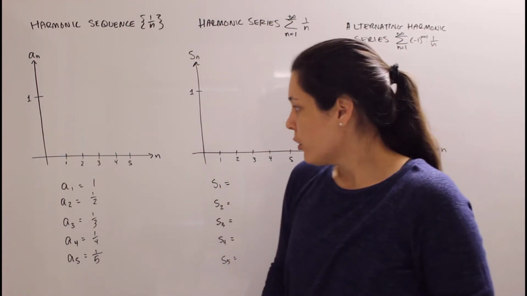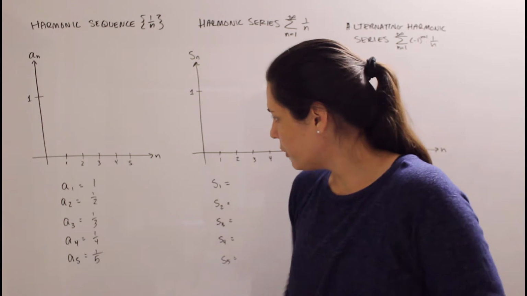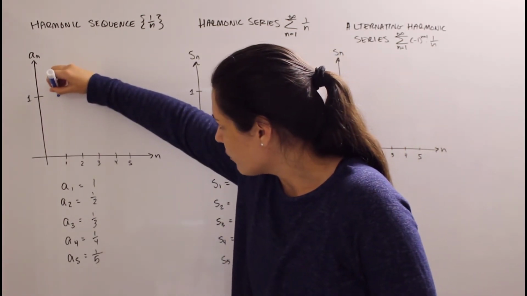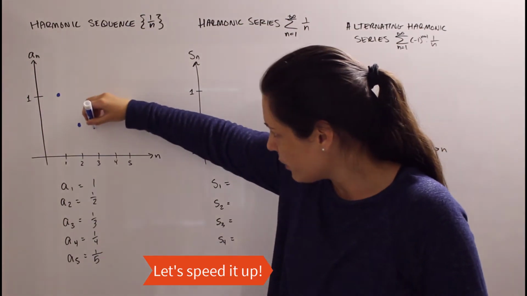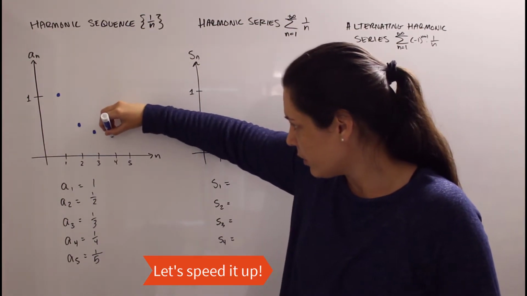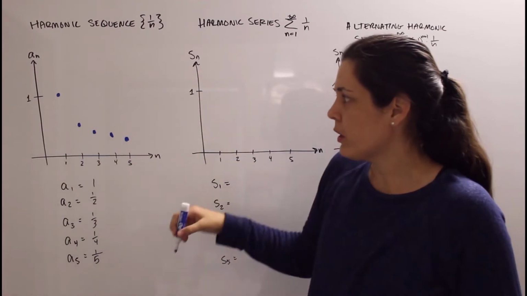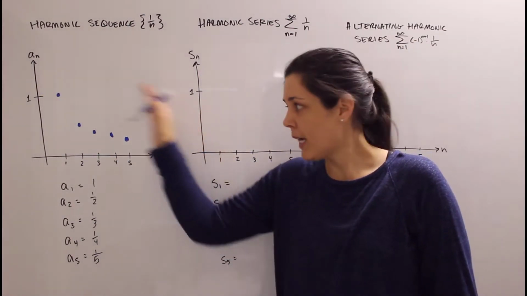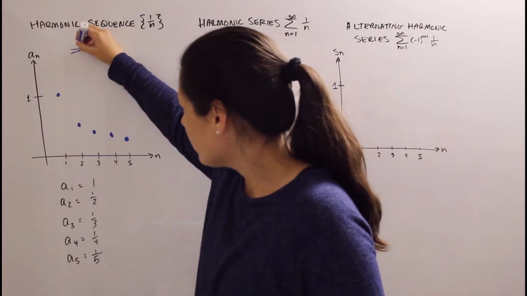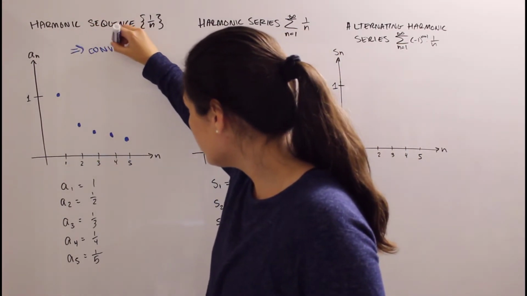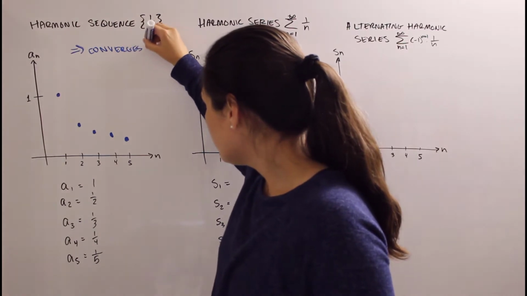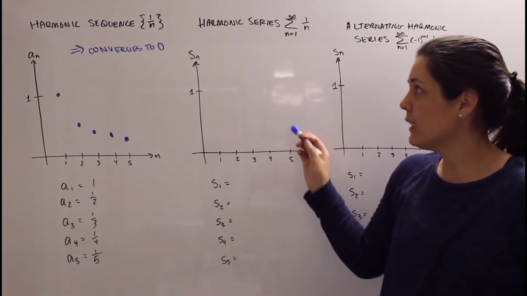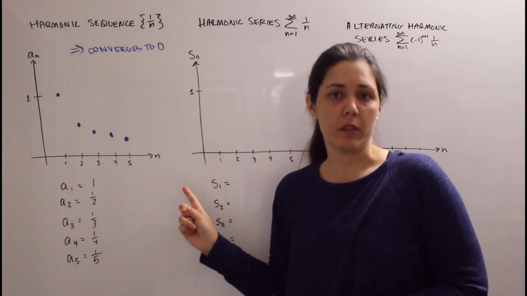Here's why. If I plot the points, let's go to blue. When I plug in 1 for n, I get out 1 for a sub n for my sequence. When I plug in 2, I get out 1/2. When I plug in 3, I get out 1/3, which is a little lower than 1/2. When I plug in 4, I get out 1/4, a little bit lower, 1/5, a little bit lower, and so on and so on. So eventually these terms are approaching 0. So that's why this one converges to 0.